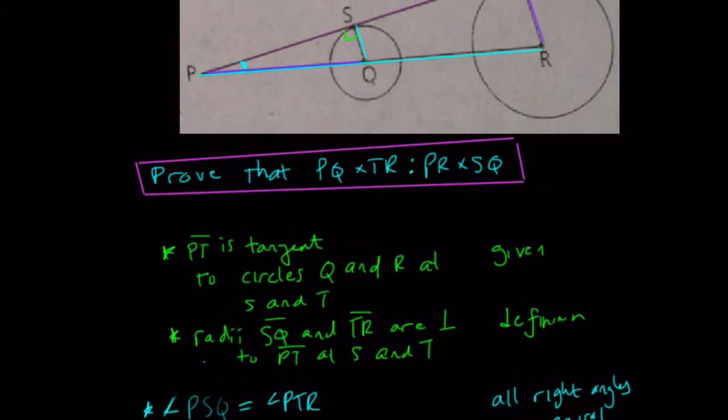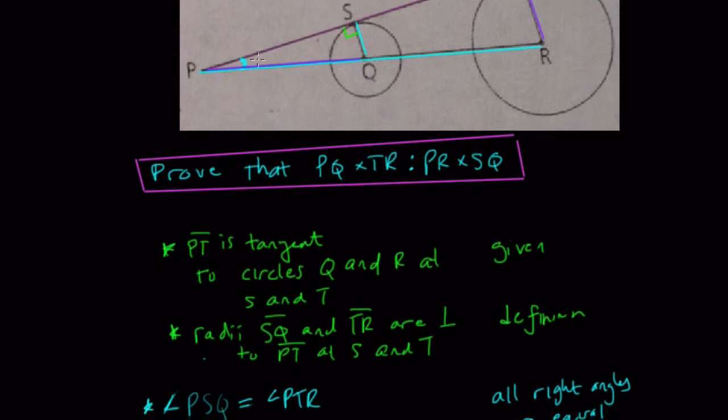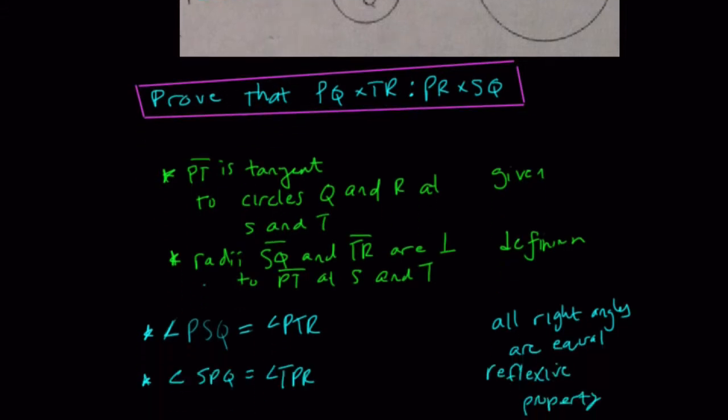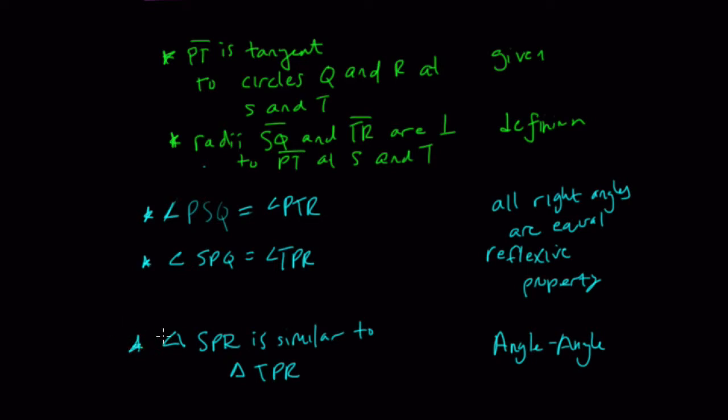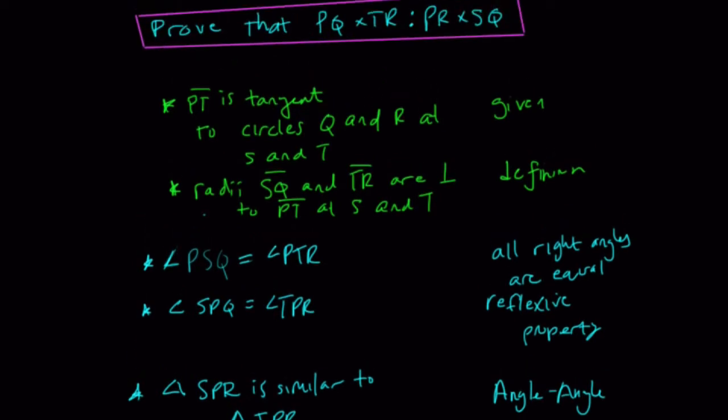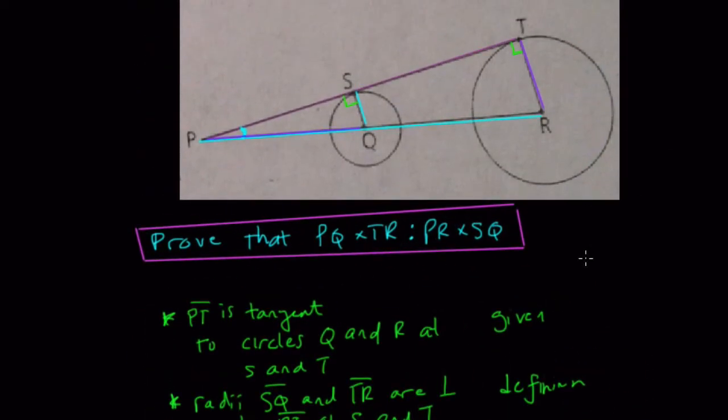So we can say triangles SPQ and TPR are similar to each other. Triangle SPQ is similar to triangle TPR, and that's the angle-angle postulate. They both have two angles that are equal, and therefore they're similar, right? In a triangle, if two angles are equal, all three angles must also equal each other.